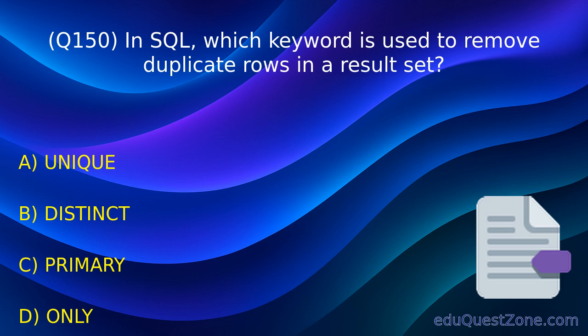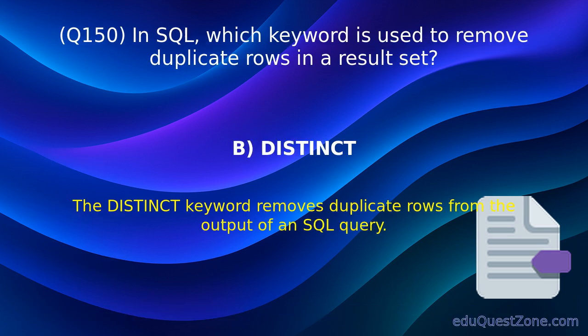Question number 150. In SQL, which keyword removes duplicate rows in a result set? Option B, distinct. Distinct keyword ensures unique rows in query results.